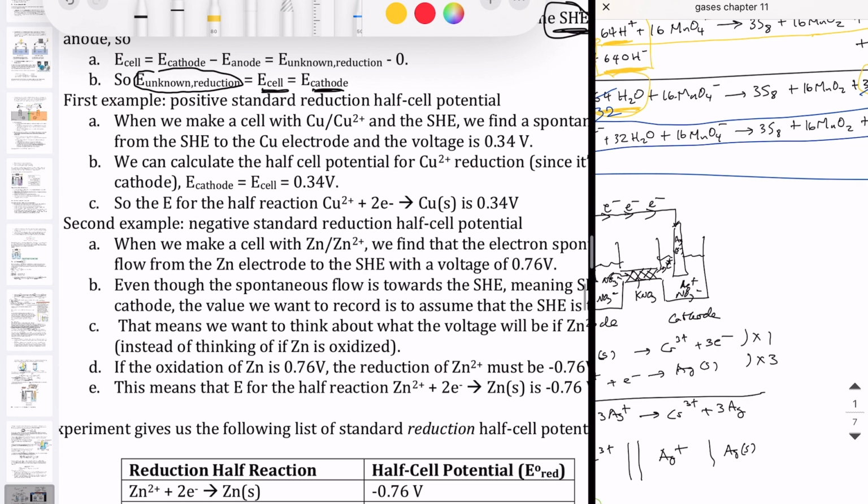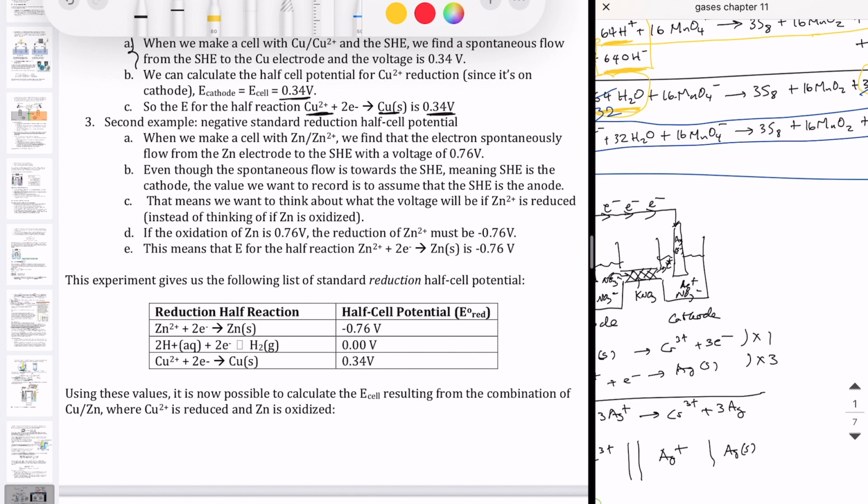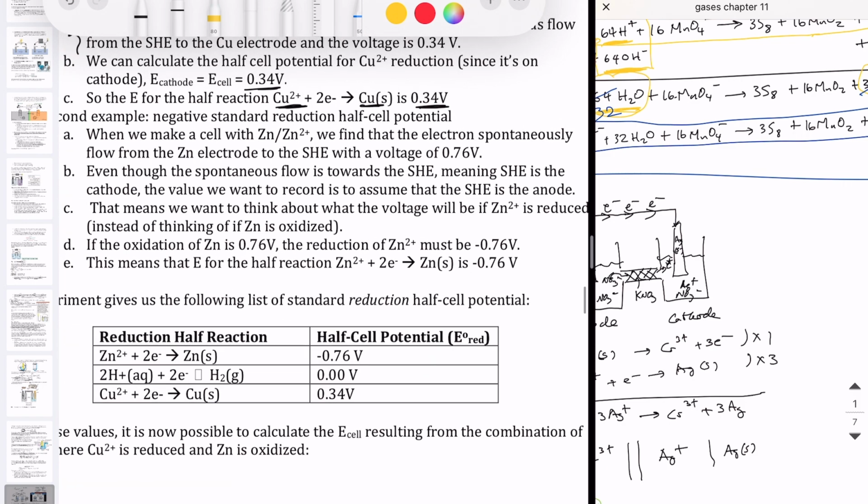but that's also the same as the E cell. If we do this for copper earlier, we see a spontaneous flow from the hydrogen electrode to copper, which means the hydrogen electrode is on the anode, the copper is on the cathode, and the number we get is positive 0.34 volts. So that corresponds to this reaction, the reduction of copper, okay? So that's 0.34 volts. If you do it for zinc, what we see is the opposite flow. The zinc is the anode, hydrogen electrode is the cathode. But to make it consistent, we want to imagine as if the hydrogen electrode is the anode. So if the hydrogen electrode is the anode, then that number should be negative 0.76. So we're really measuring the reduction potential of zinc 2 plus going to zinc, and that's negative 0.76.